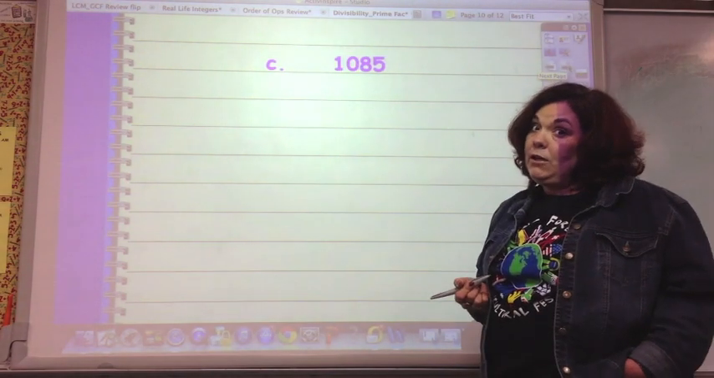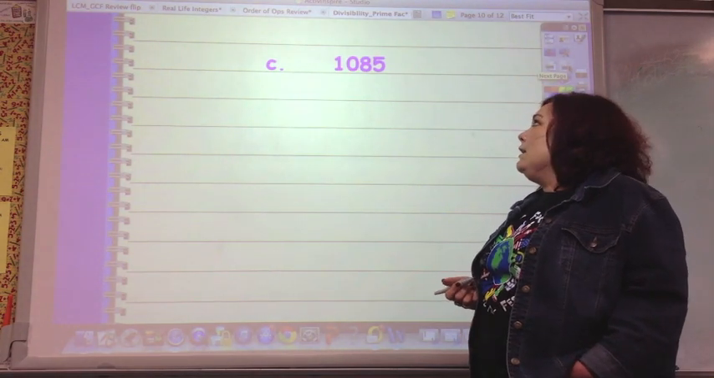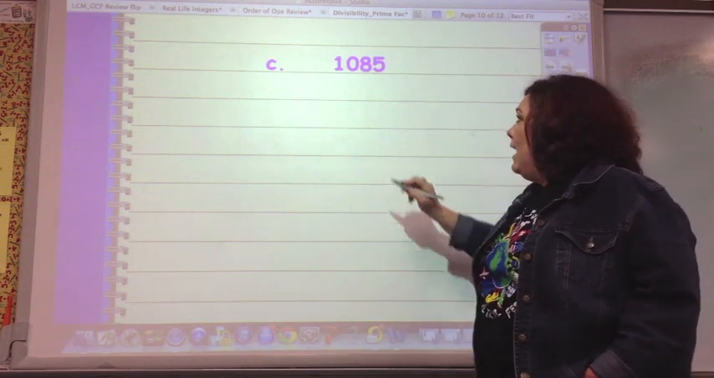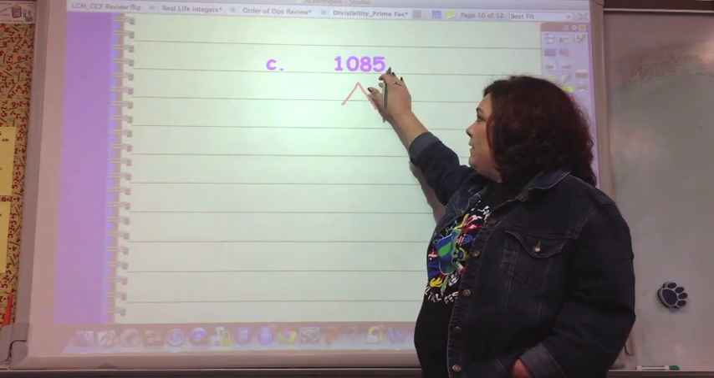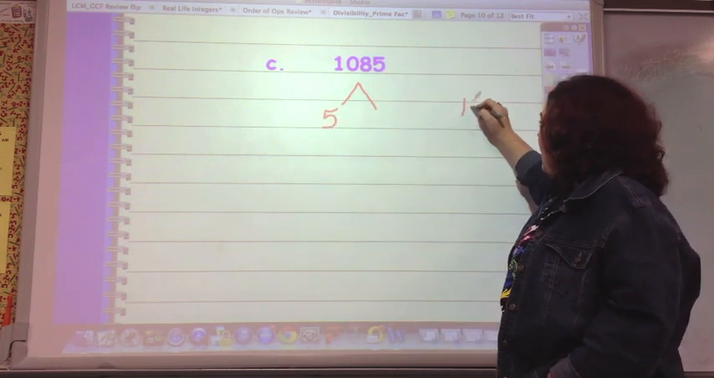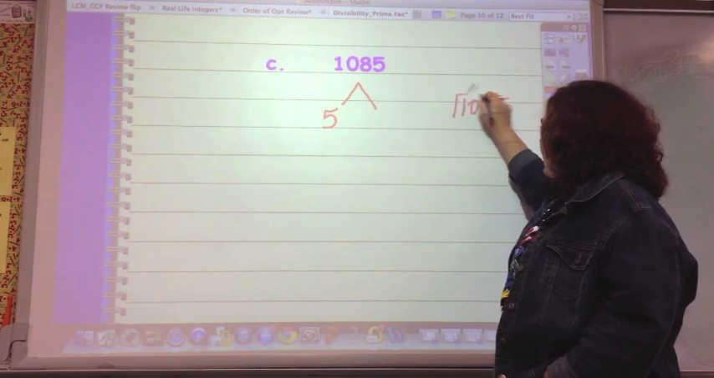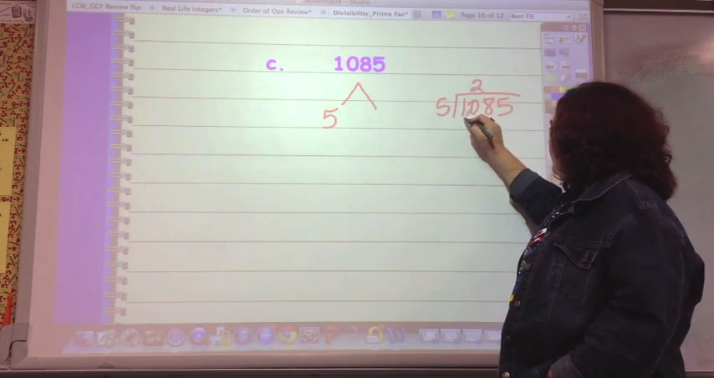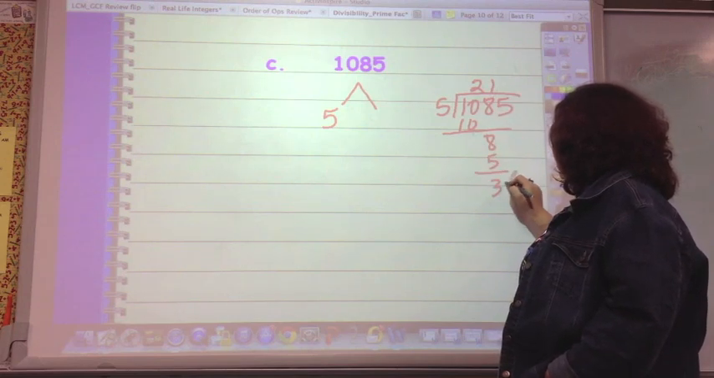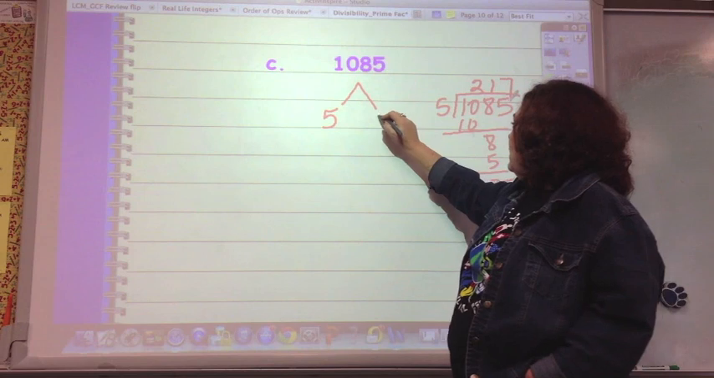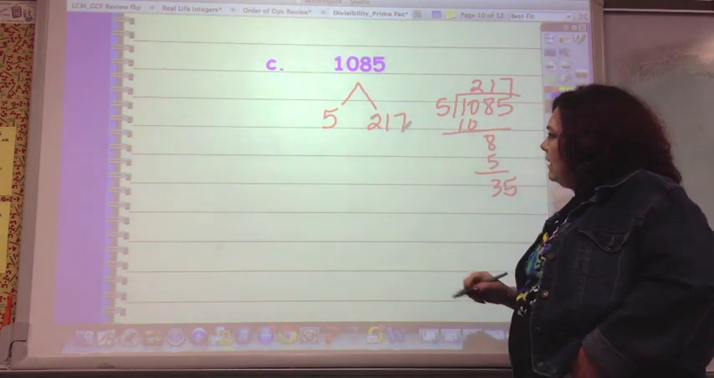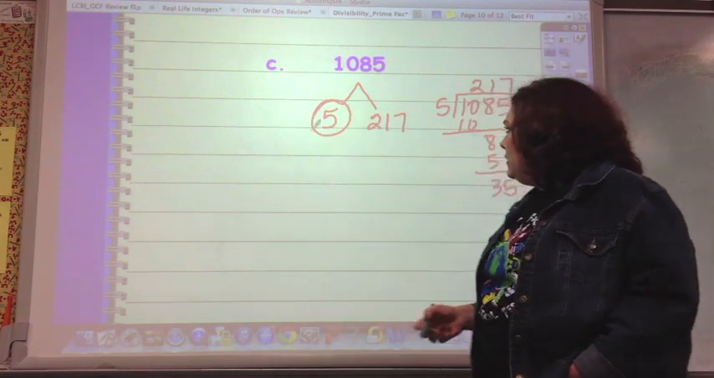Okay, so the numbers get bigger. And what do you do whenever you get bigger numbers? You just break them down little by little. I know that this is divisible by 5 because it ends in 5. So I'm going to say 5 and what else? Well, I have to come over here and divide by 5. And that's 217.